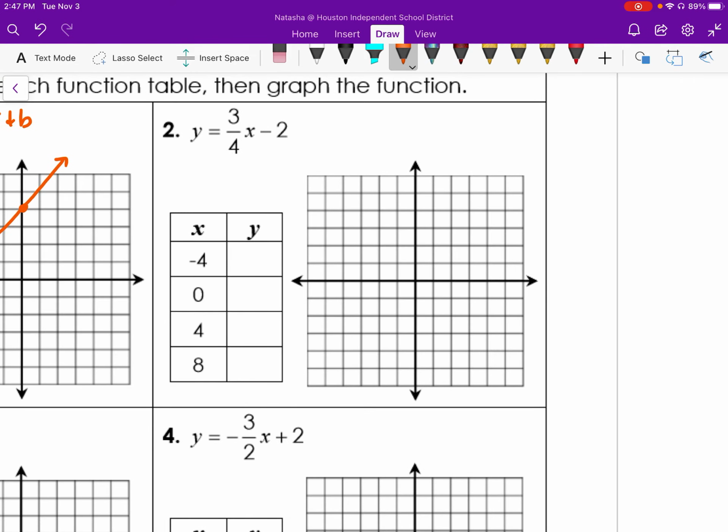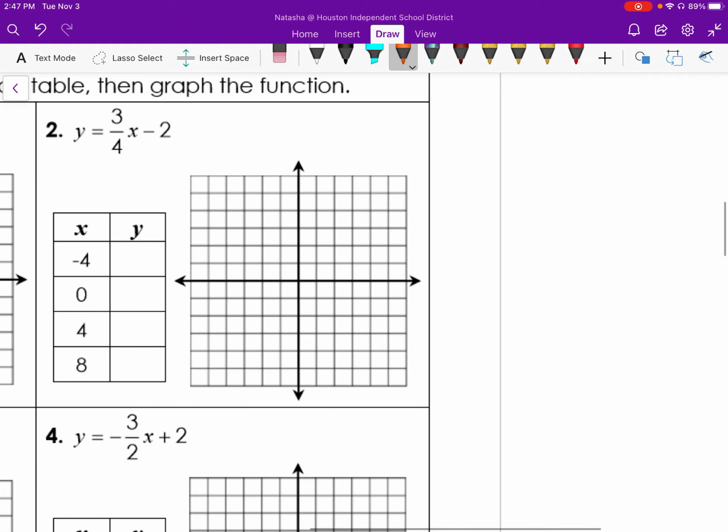Honestly, I want to make my life a little bit easier with number 2 because it's a fraction, and I hate dealing with fractions. We could do this algebraically. We know if I plug in 0, that's going to give me a -2 for the y value, okay? So that's going to be 0 and -2. That's going to be right here. But I can plot some other points.